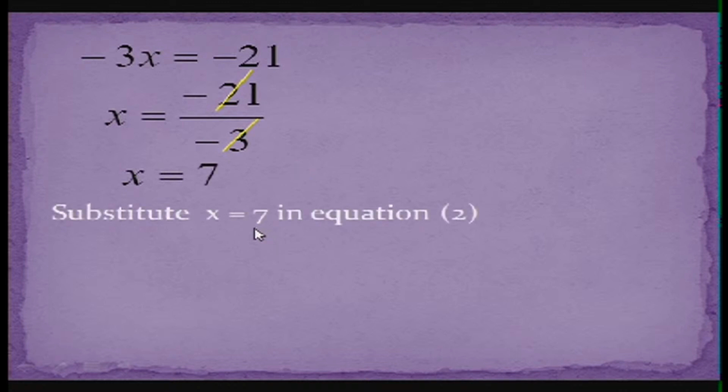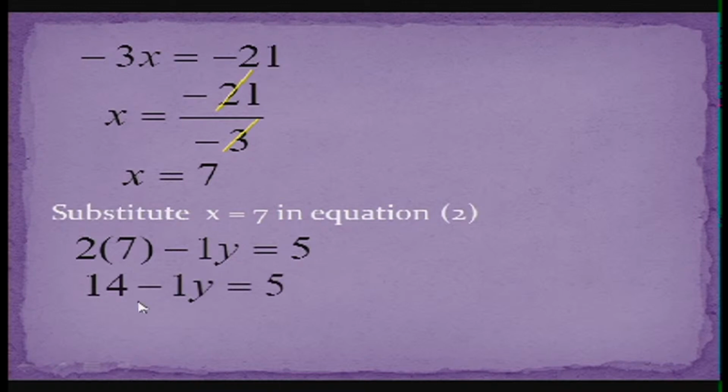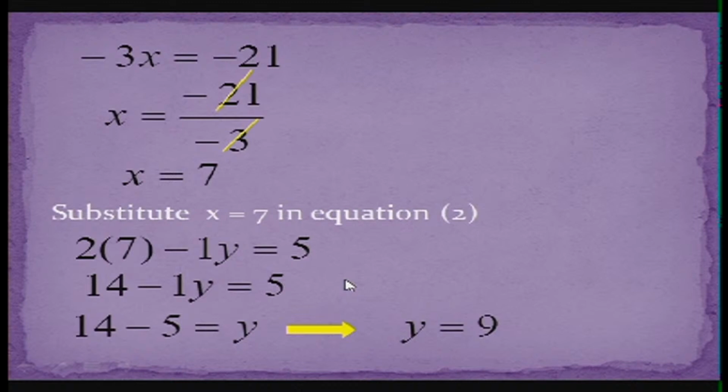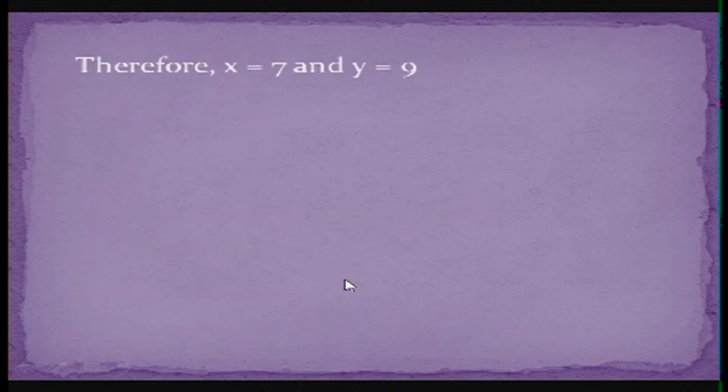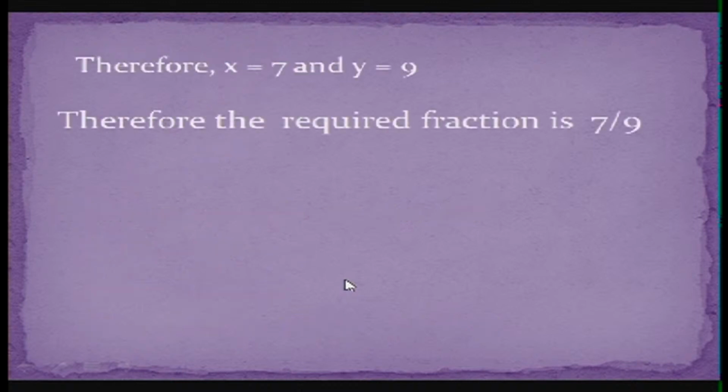So, substituting x is equal to 7 in equation 2, we get 2 times of 7 minus 1y is equal to 5, and 2 times of 7 is 14. So, 14 minus 1y is equal to 5. We get 14 minus 5. We are transposing 5 from RHS to LHS. So, 14 minus 5 is equal to y, which implies I get y value as 9. Therefore, x is equal to 7 and y is equal to 9.